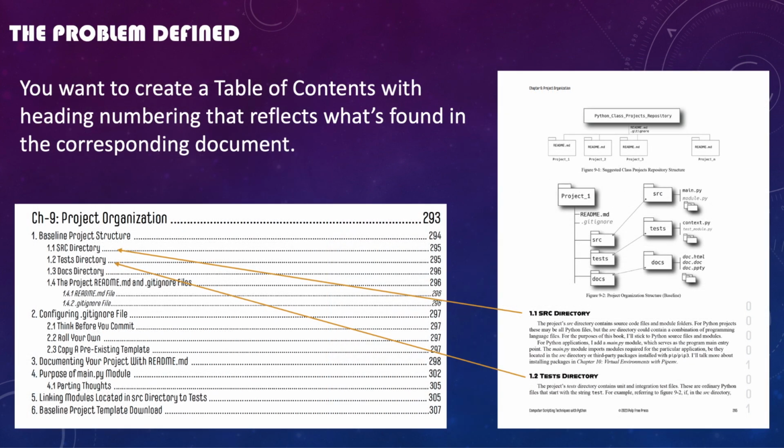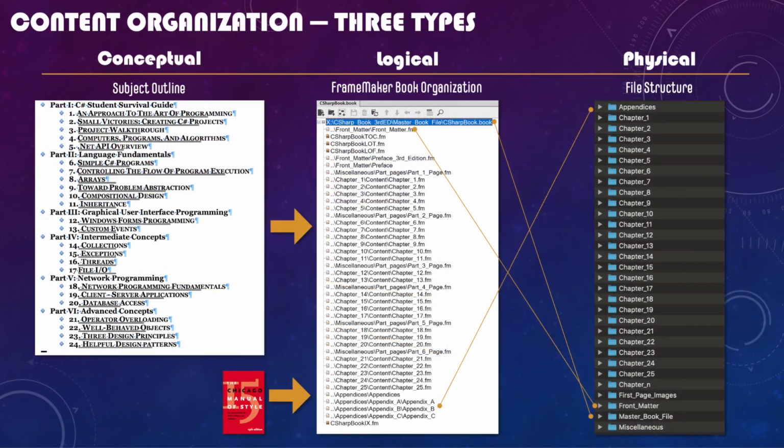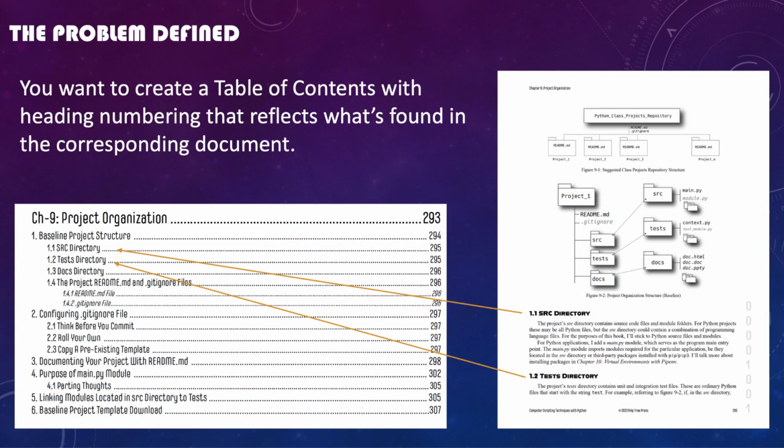So let's clearly define the problem. You want to create a table of contents with heading numbering that reflects the heading numbering that's found in the corresponding chapter of your book. I'm assuming that you've watched the first video in this series, how to create the complex book structure. Each of these chapters, these FrameMaker documents, are separate documents. Each one's considered a chapter, unless it has a special purpose like the TOC or the list of figures.